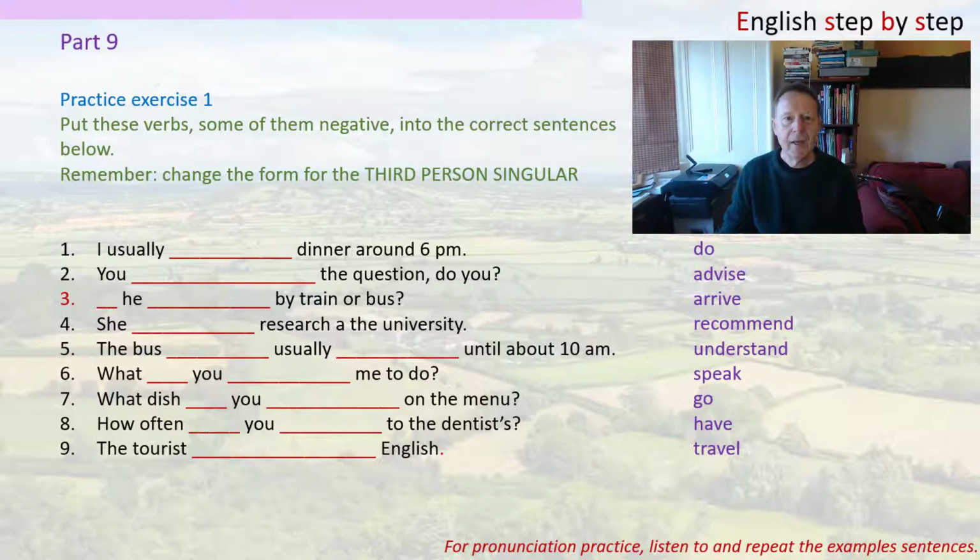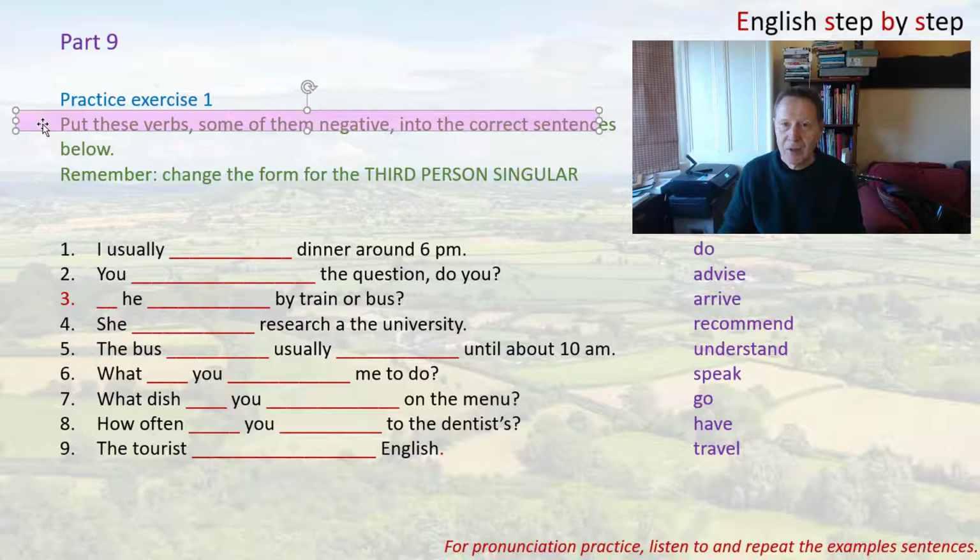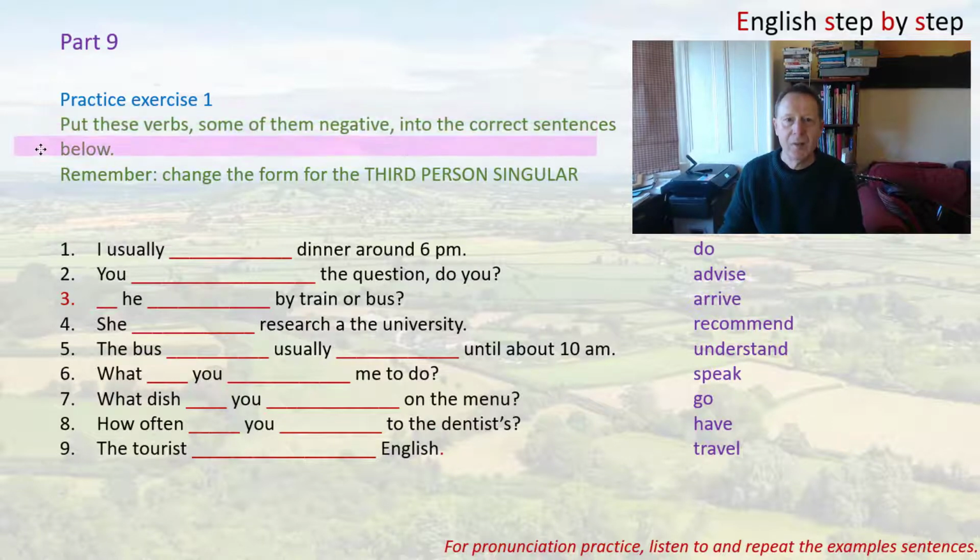Now for these exercises you have to look at the verbs and decide which sentences you can put these verbs in. So put these verbs, and some of them have to be changed into negatives and also questions, into the correct sentences below. And remember, change the form for the third person singular.